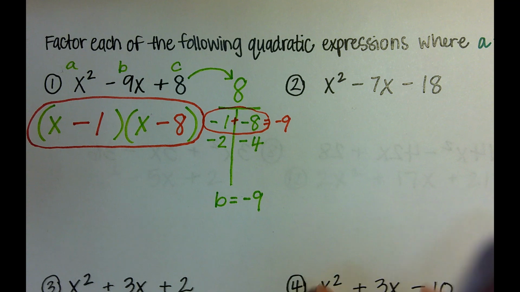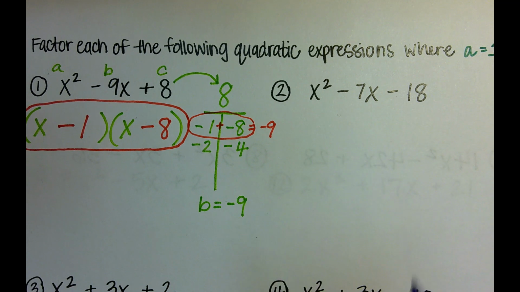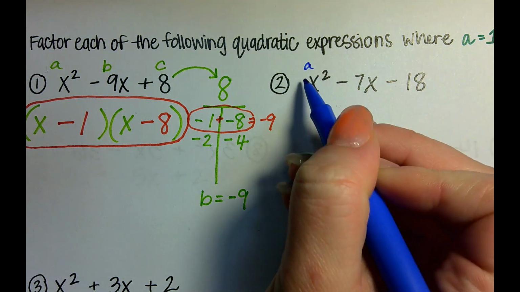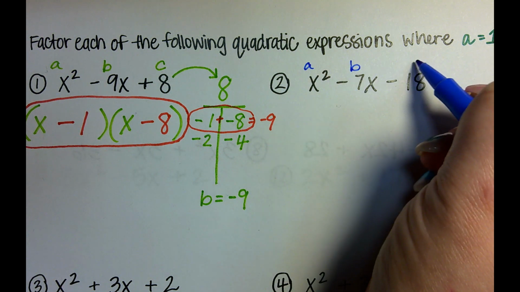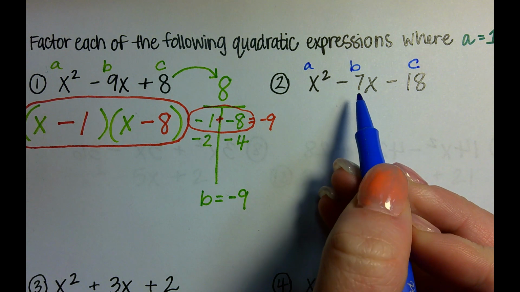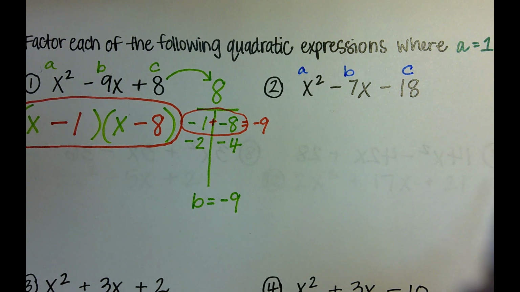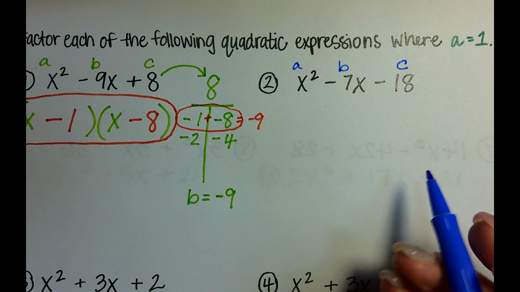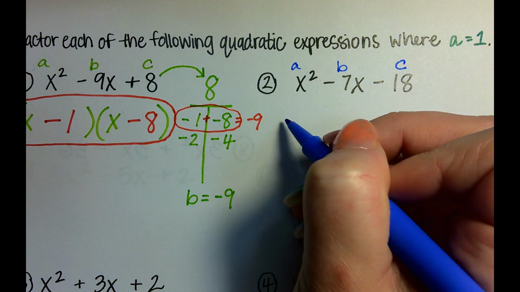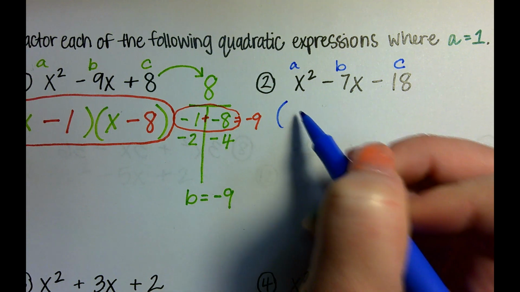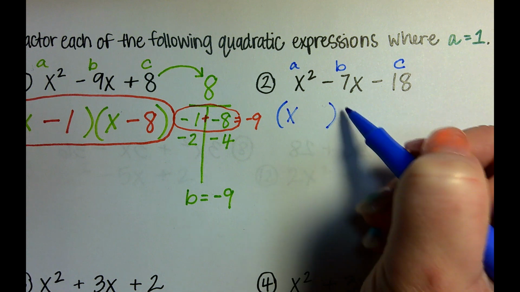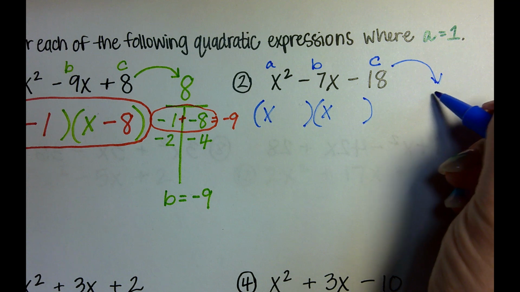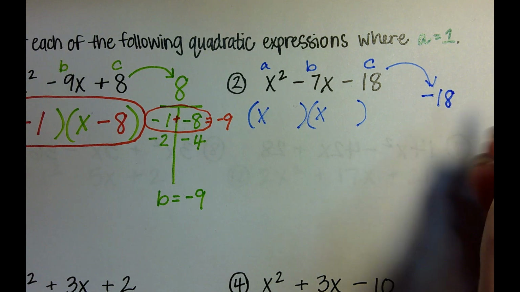Okay, well, let's look at number 2. Now we have x squared minus 7x minus 18. Our A is 1. What are B and C? Perfect. -7 and -18. So because A is 1, what should our factor pairs look like? The x and the x, yes. And then we do have a -18 for C. So we're going to look at the factors.